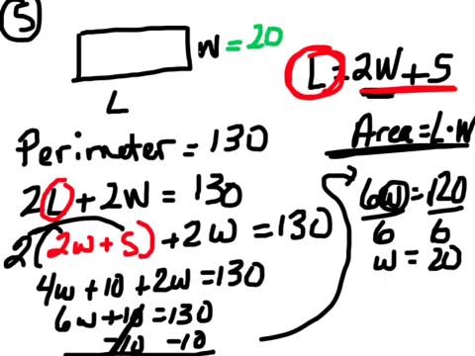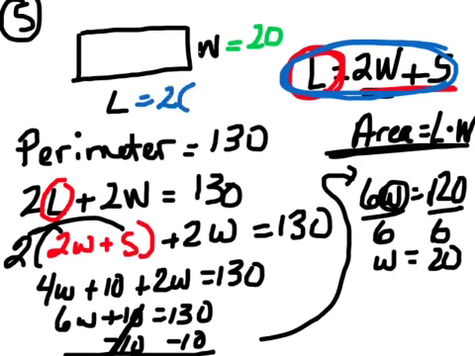Well, if you think about it, this blue length, it's really easy to figure out what it is here because it's 2W plus 5. So let me write that work over here. 2 times W, but we just found W. It's 20 plus 5. 40 plus 5 is 45. So my length is 45.